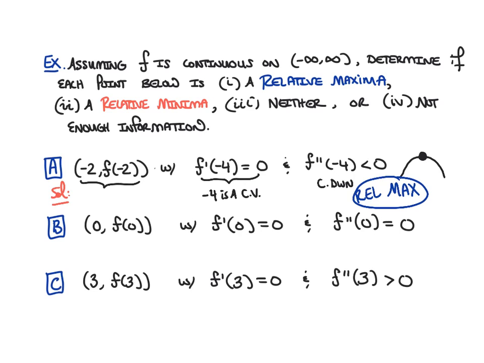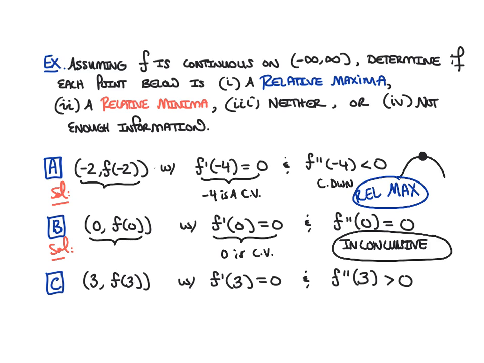In the next example, I have an ordered pair. My first derivative is 0, so 0 is a critical value. And my second derivative is 0. And this means that the test, if you look back on the last slide, is inconclusive. So that means I don't have enough information to determine what's actually happening. It doesn't mean that it can't be a max or a min, it just means it's not conclusive.